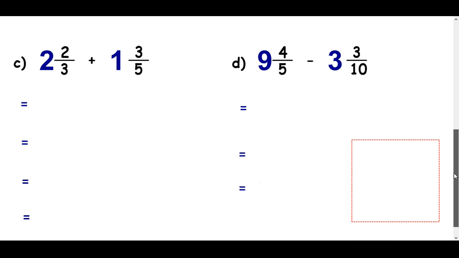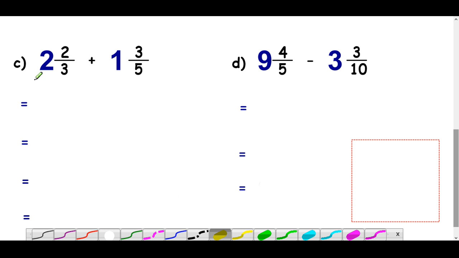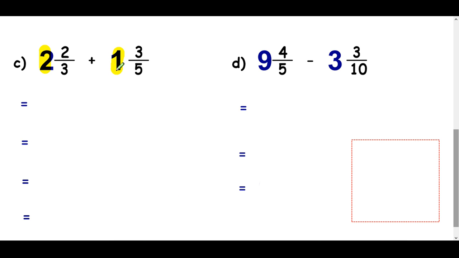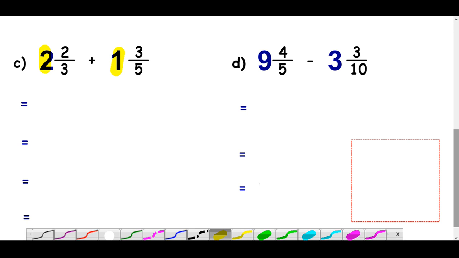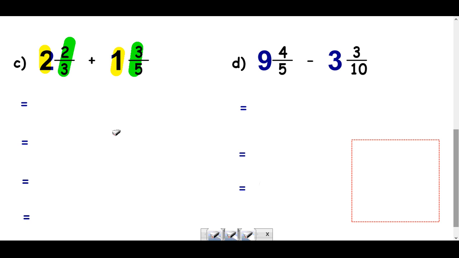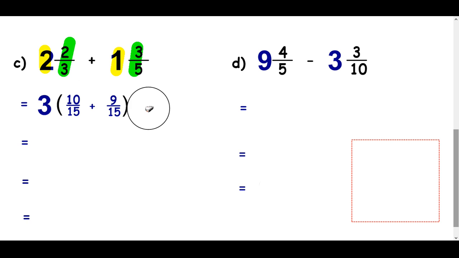Okay, to finish off, I'm going to look at a kind of harder one here and then a takeaway, which is very similar. So let's start the same way. We'll do the whole numbers and then we'll do the fractions in a bracket. Okay, so if you add the whole numbers together, you're going to get 3. And then the common denominator in the bracket is going to be 15, isn't it?